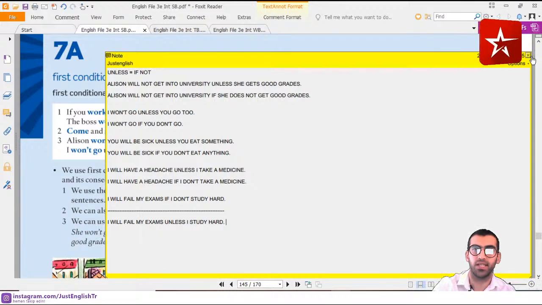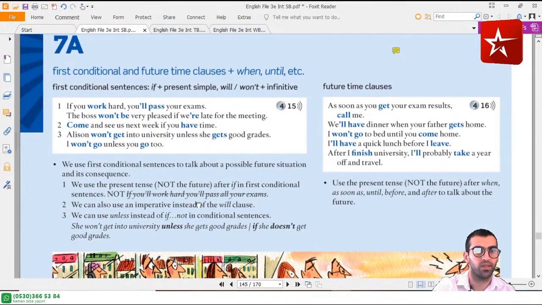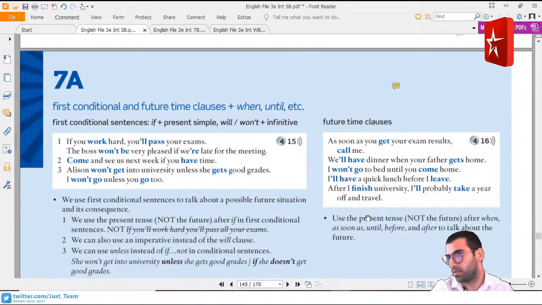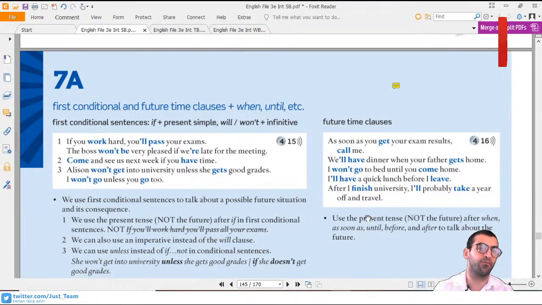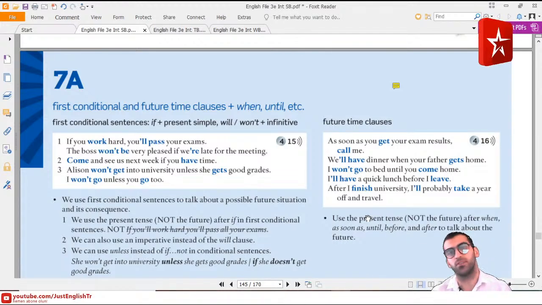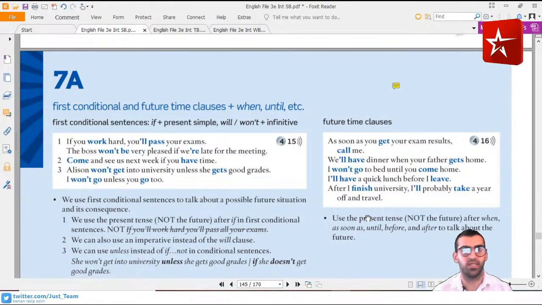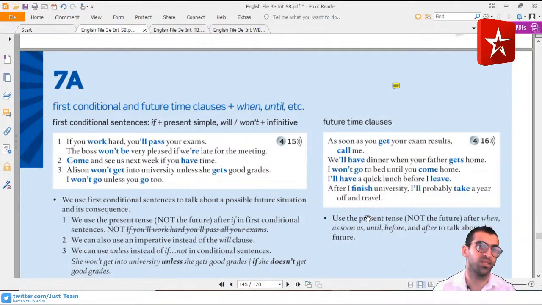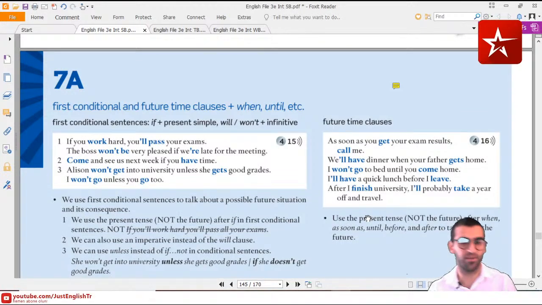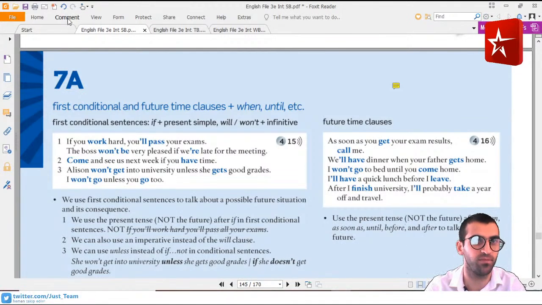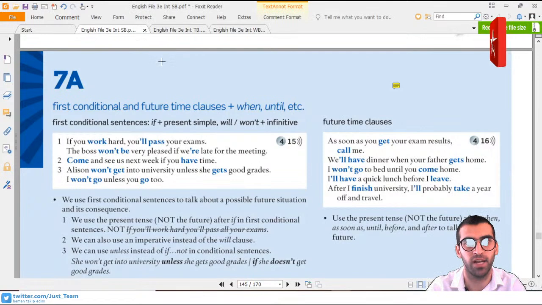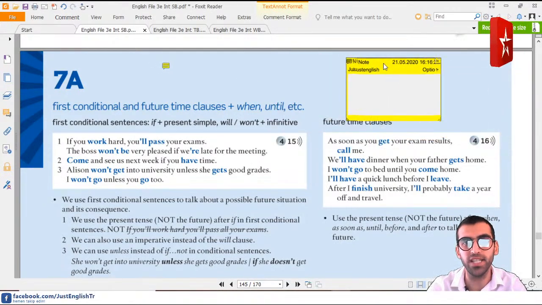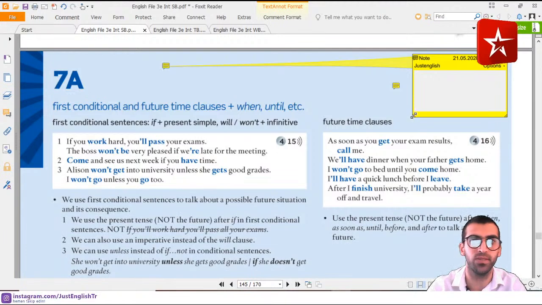Okay, and let's continue with future time clauses. We use them for first conditional sentences. One of them is as soon as. As soon as you get your exam result, call me. As soon as in Turkish means olar olmaz, biter bitmez, yapar yapmaz. I think I'm translating it correctly, but if I'm making a mistake, you can let me know. I will correct myself.